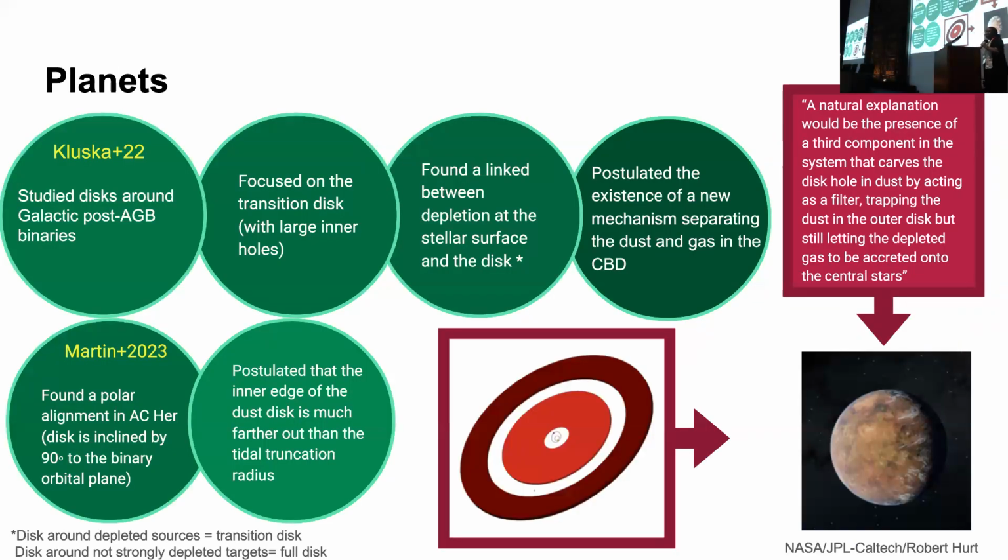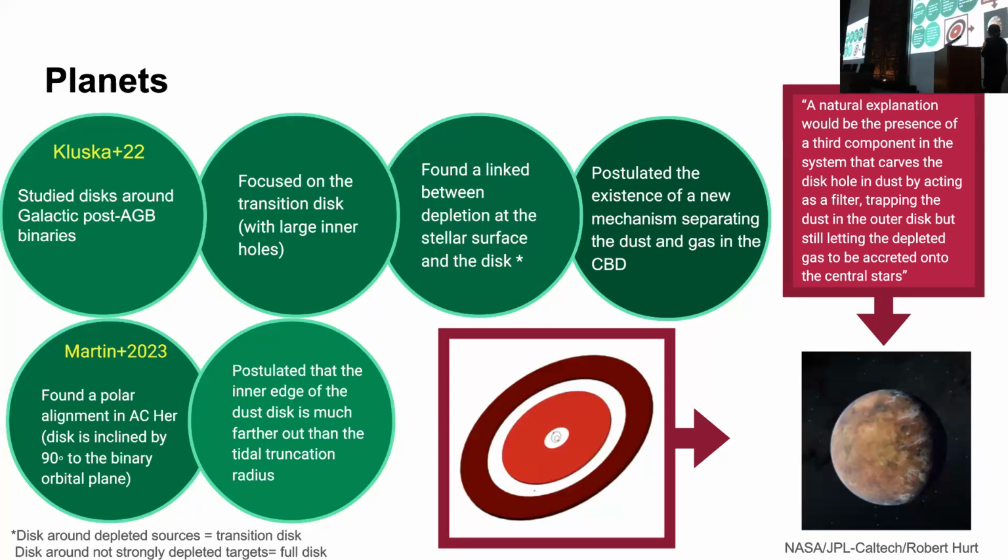And I will finish with planetary nebulae with planets. Those are the most recent results that we have. So Kluska in 2022 studied disks around post-AGBs, which means that those post-AGBs are binaries. What they looked at was the transition disk. They found a link between the depletion at the stellar surface and the disk. Basically, they could see that the disks around depleted sources were transition disks, and the disks around targets that are not strongly depleted are full disks.